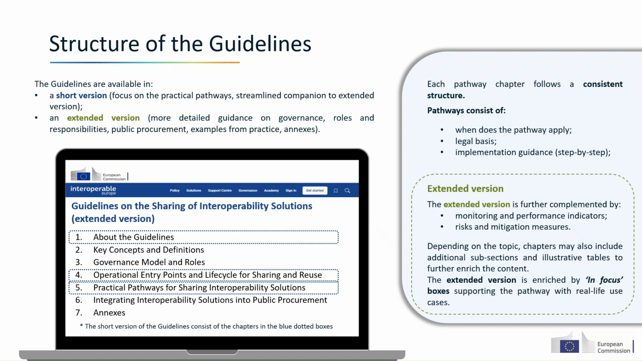There are two complementary versions of the guidelines. The extended version provides the full guidance framework, including governance, procurement, examples from practice, and annexes, basically what we mentioned before. The short version focuses more on the practical pathways and is intended as a more streamlined companion for day-to-day use. Both versions are available through the Interoperable Europe portal.